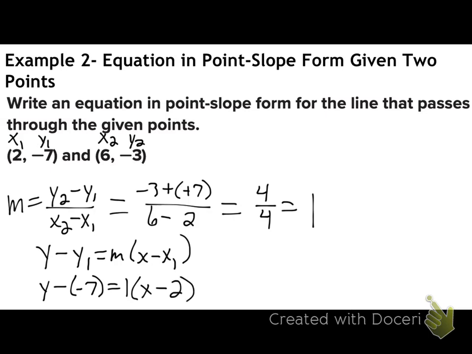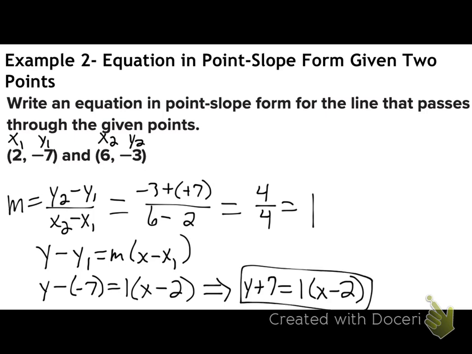Is the computer going to like this answer? No. Why? -7. So 2 negatives? It's not going to like 2 negatives right next to each other. So 2 negatives creates a positive. So if I'm using the first ordered pair, the equation I would type into the computer would be y plus 7 equals 1 times x minus 2. Alright. That'd be my answer if you use the first ordered pair.